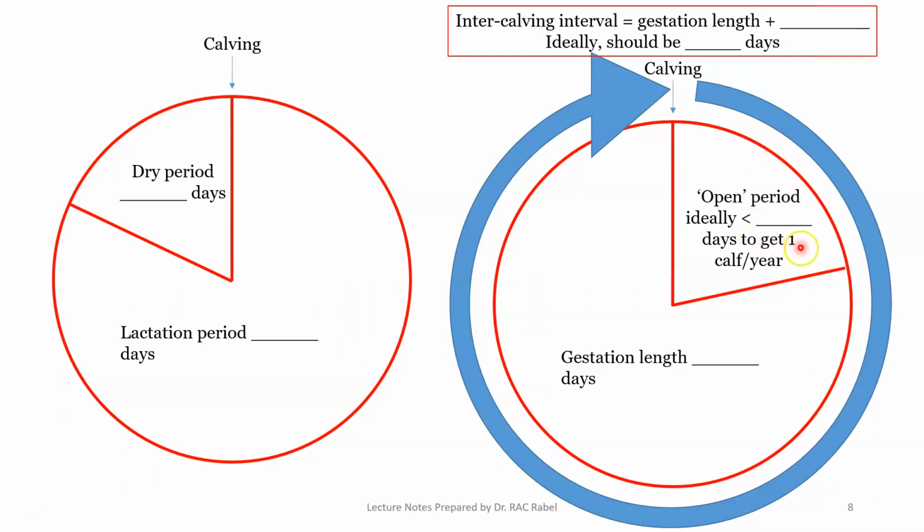So what is the critical event that determines this, right? So why can't you get a short open period, right? That is actually a problem not only in Sri Lanka but all over the world, that the open period is longer than what you ideally want it to be. So think about that. What is that critical event that delays or prolongs the open period and prolongs the intercalving interval, right? Just give it a thought.